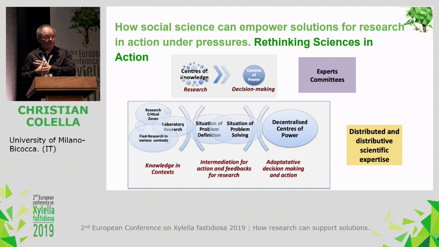And that has also to do with the notion of decentralized centers of powers, meaning that we can see in Mallorca, in Corsica, but also in Puglia, how much the local decision making is deeply connected with the type of social life that occurs in this type of zone that becomes critical. And we all share the idea that what's now happening within these zones is very much important, both for scientific production and also for the experience of living with Xylella. Thank you very much.